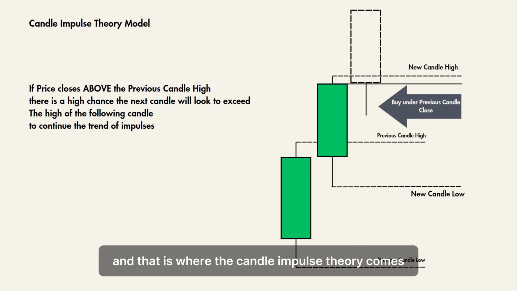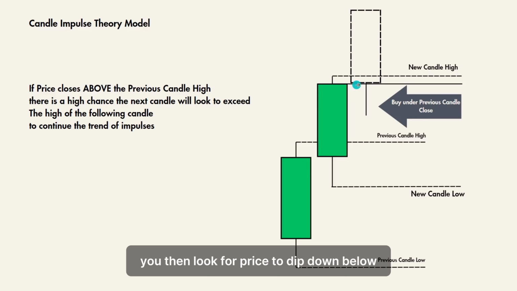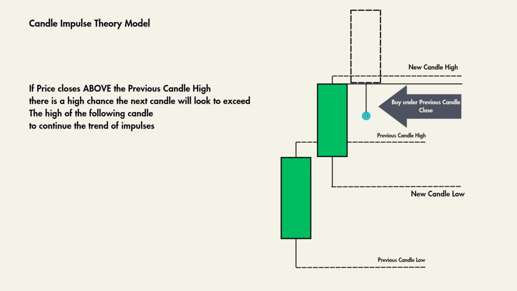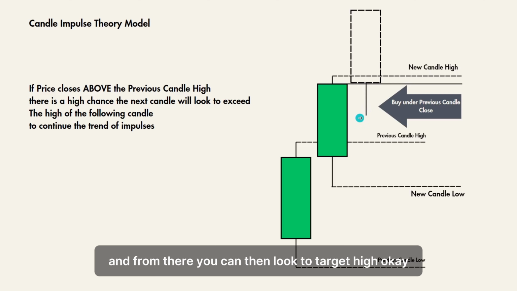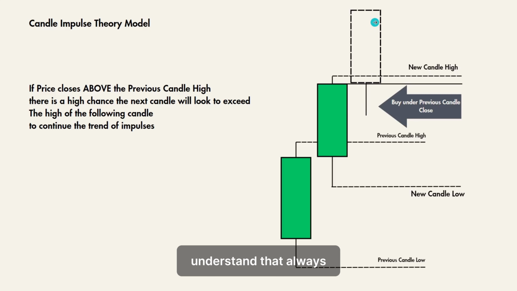And that is where the candle impulse theory comes in, where you will focus on, once price has closed, looking for price to dip down below into this closing of price. We will then look for your entry model on the lower time frame, and from there you can look to target higher, okay? But understand that always this is our previous candle high, previous candle low.